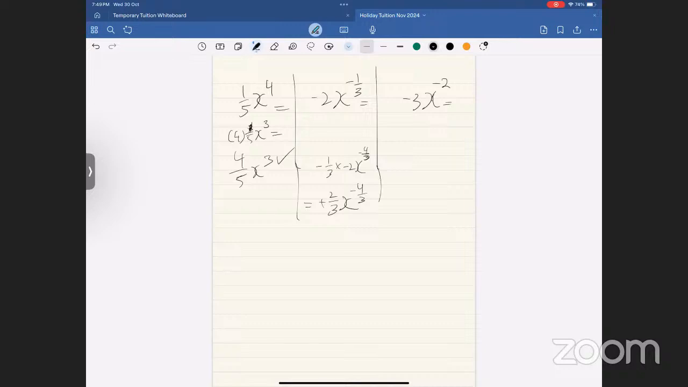Okay. Eben, the last one. 6x to the power of negative 3. Right, which is correct. Why? Because you have negative 3, and then times negative 2. All this is correct. Great job.